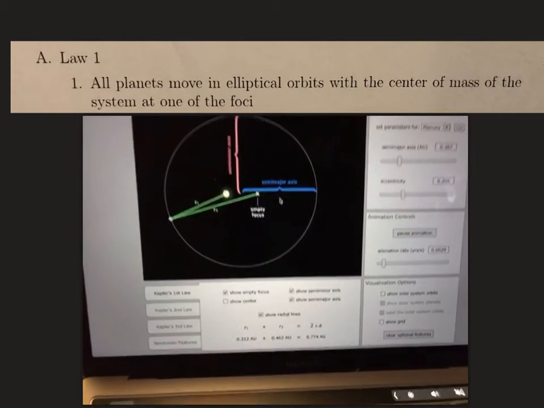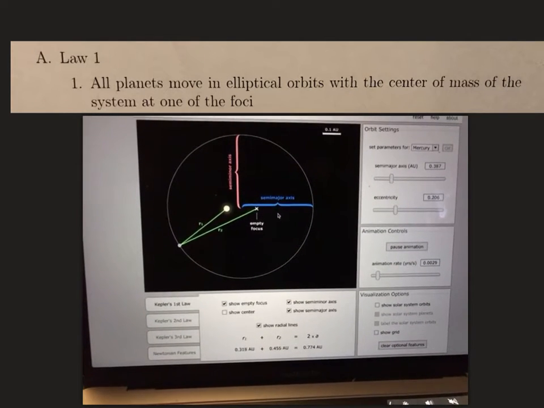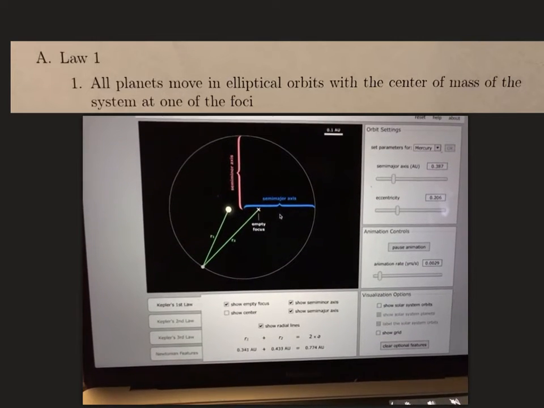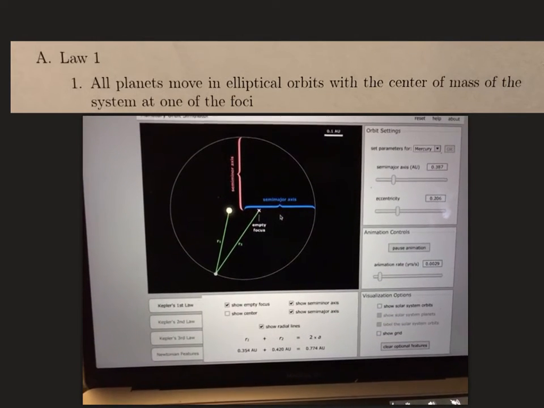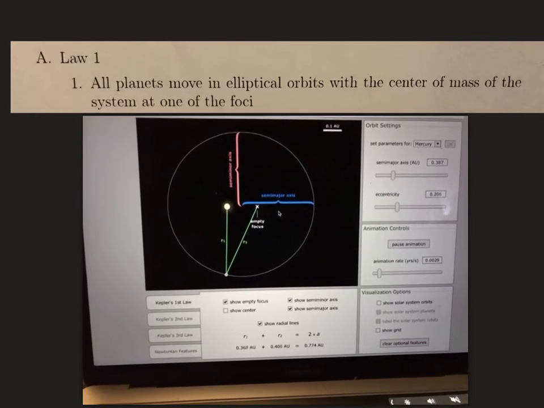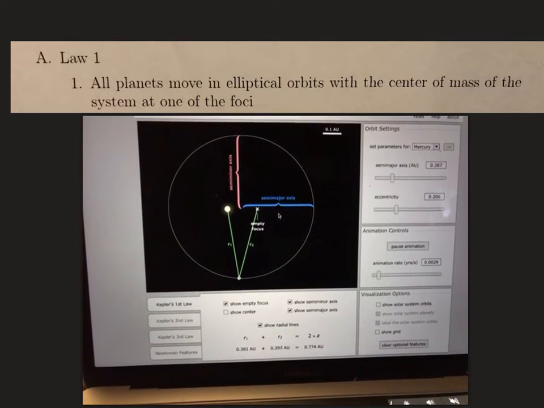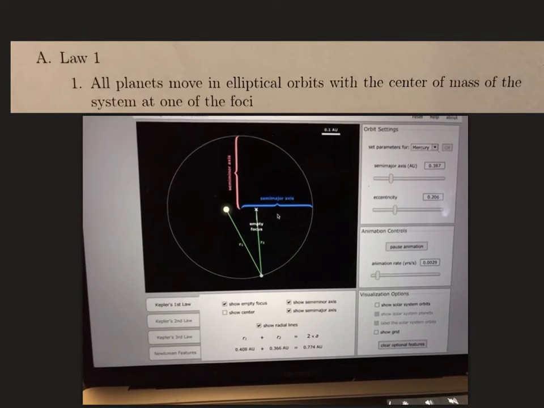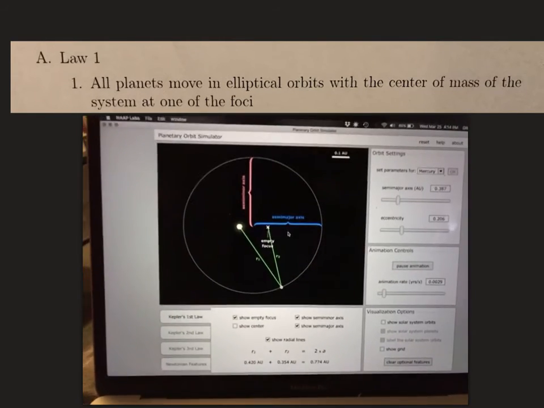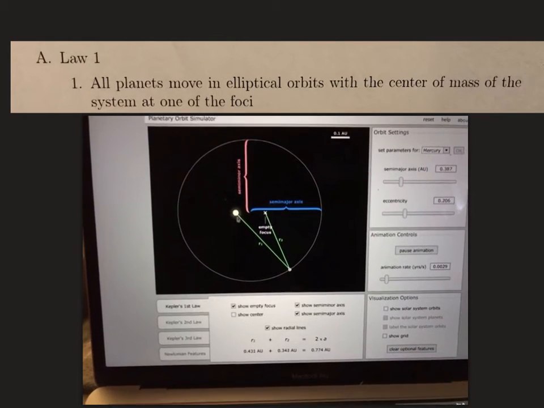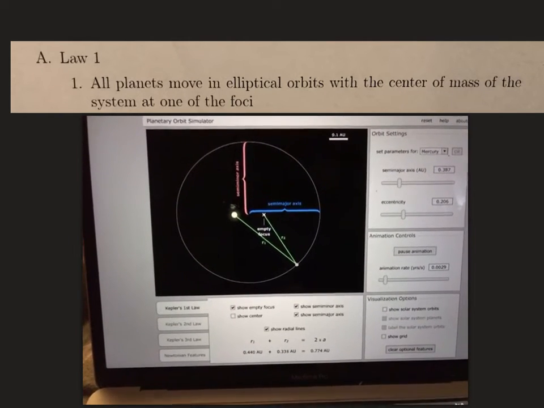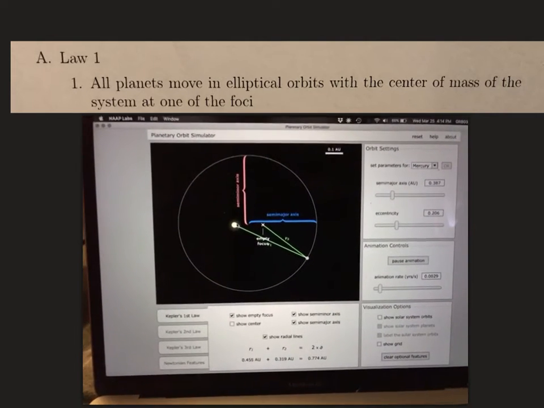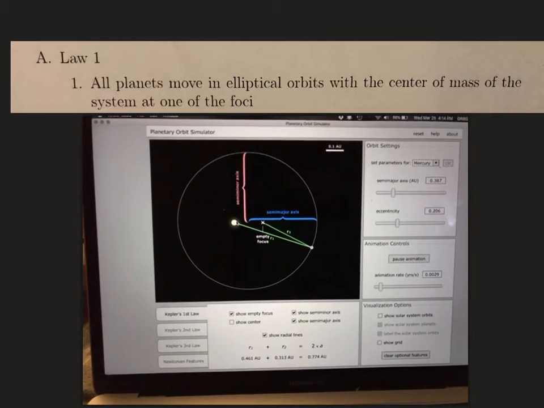Now, this simulation has the sun sitting at one of the foci, and this is what Kepler thought was true, but Kepler did not know about Newton's laws of gravitation. It turns out that the sun exerts a force on the planet, but the planets also exert a force on the sun. So the sun also has a teeny tiny little orbit of its own. And so we actually orbit around the center of mass of the system, including the sun, rather than orbiting around the sun itself.